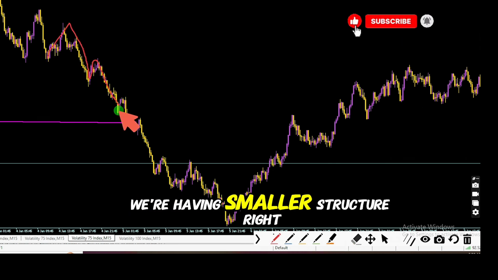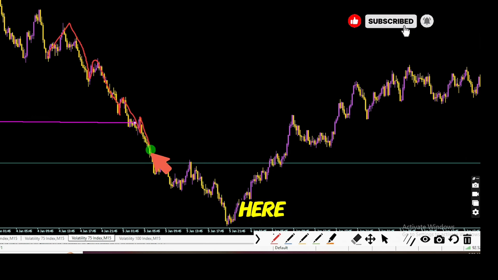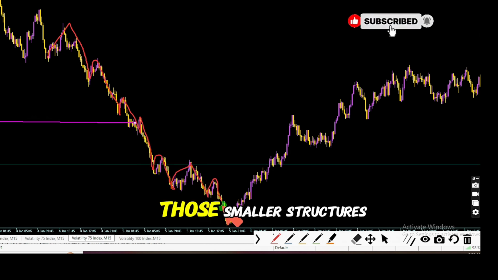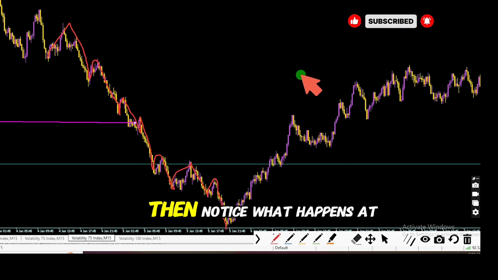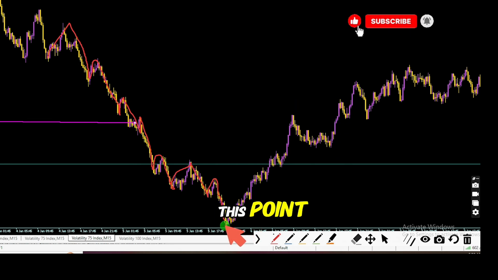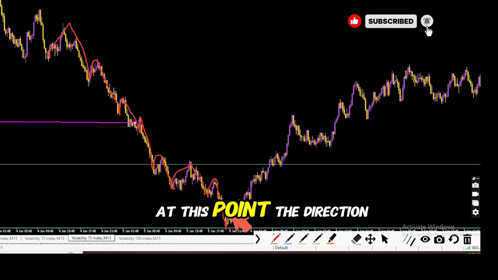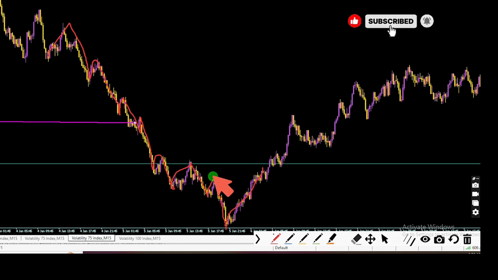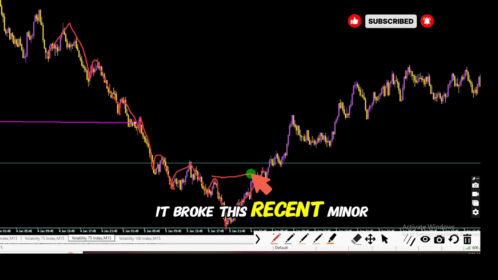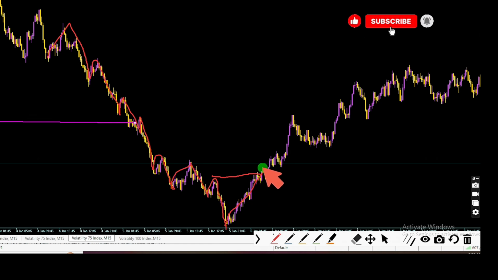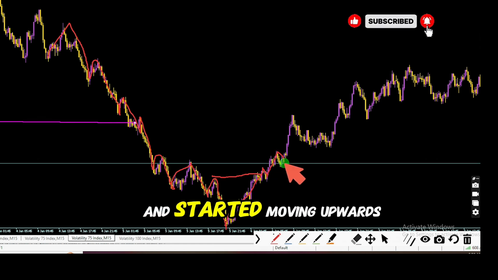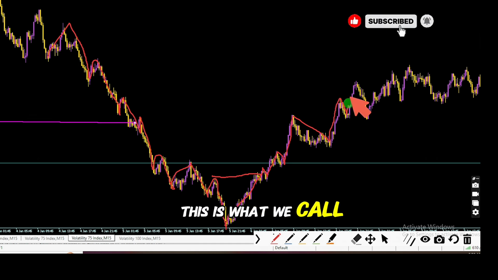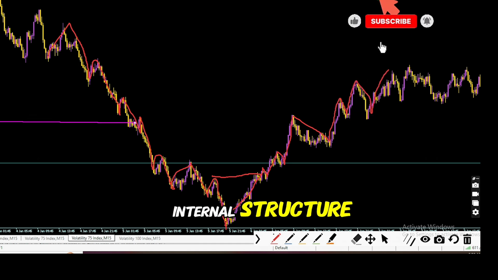We're having smaller structure right here. That is what we call internal structure. Those smaller structures. Then notice what happens at this point. At this point, the direction began to change. It broke this recent minor structure and started moving upwards. This is what we call internal structure.